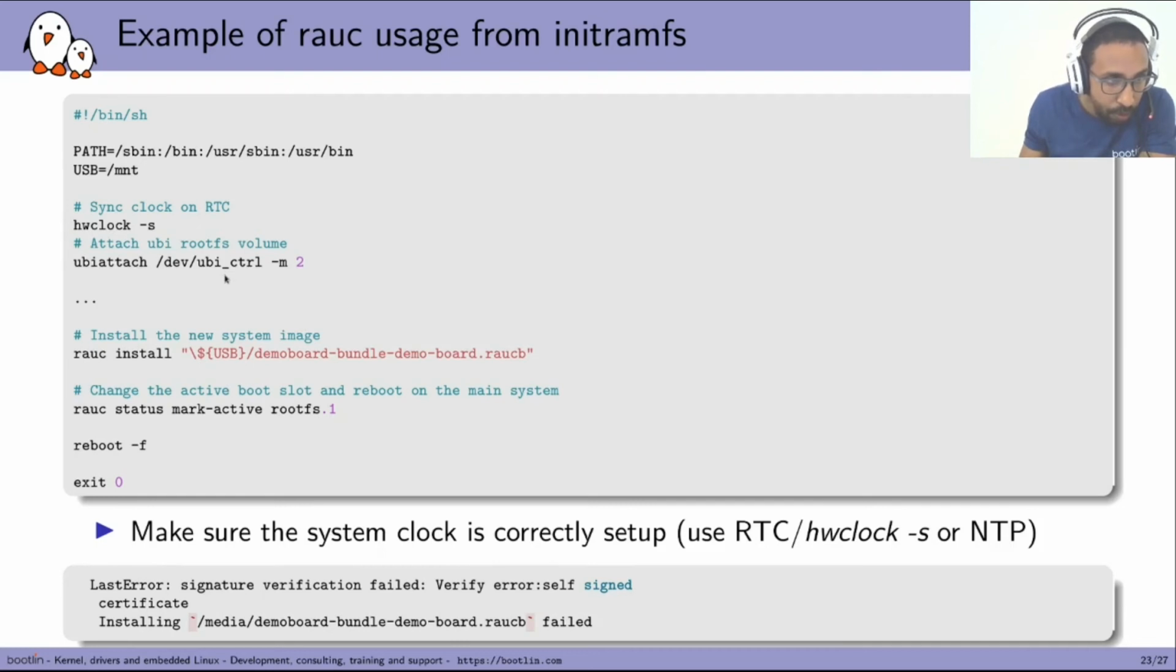So just some little things to note. I had to update the date to make sure that the clock is well synchronized, because the RAUC verification steps when installing the bundle are based on the certification date, and if your clock is not synchronized, then it may fail, like in this example. And of course, you need to manually change the active boot slot here to be able to boot on your main system.